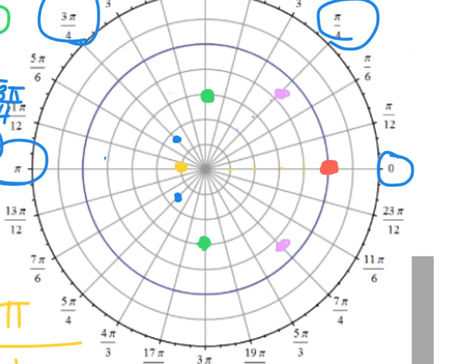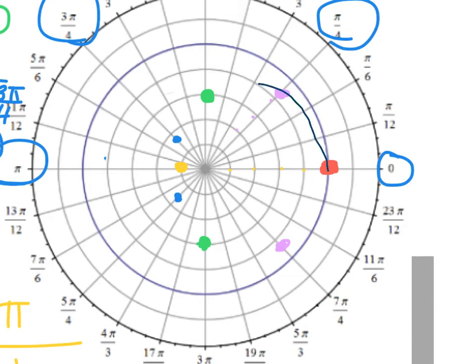Wait, why would you graph it on the 5 pi over 4? 1. Because we're mirroring. So we said it's symmetric to the polar axis. If it's symmetric to the polar axis, every point that's happening above it is going to also happen below it. So we just need to graph the upper part. If it was symmetric to the pi over 2, I would only do the right side and then flip it over to the left. Yep, so the first thing you're looking for is symmetry.